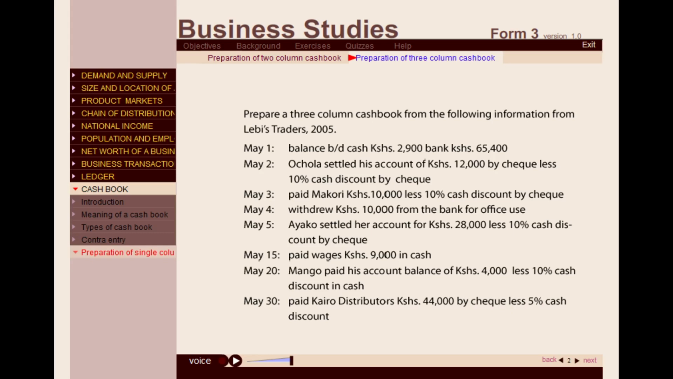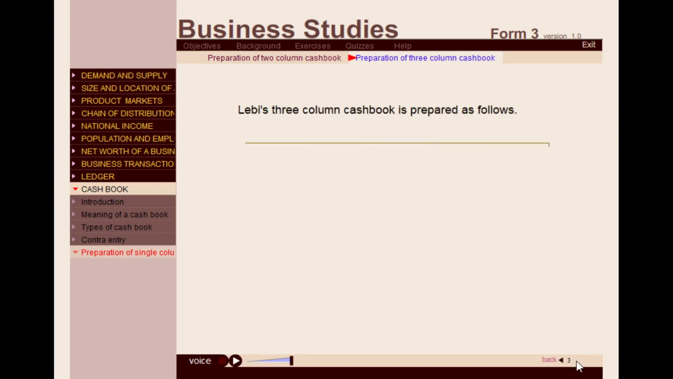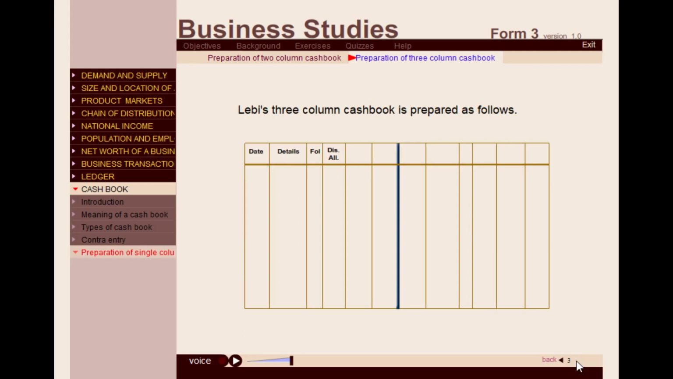15th May, paid wages 9,000 Kenya shillings in cash. 20th May, Mango paid his account balance of 4,000 Kenya shillings in cash, less 10% cash discount. 30th May, paid Cairo Distributors 44,000 Kenya shillings by check, less 5% cash discount. Leby's Traders three-column cash book is prepared as follows.